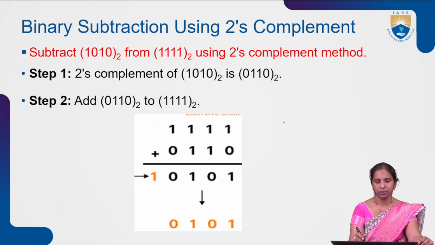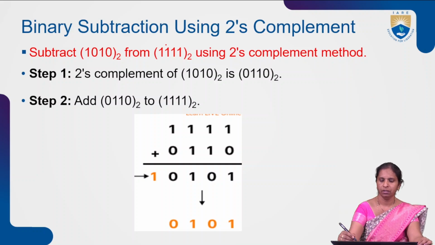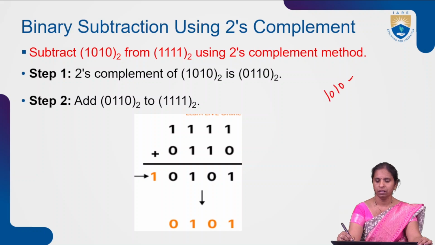Now we'll take one example. We want to subtract 1010 from 111. So what is 1010? That is nothing but, in the decimal number, 10. So this is a binary number and this is nothing but the decimal number.